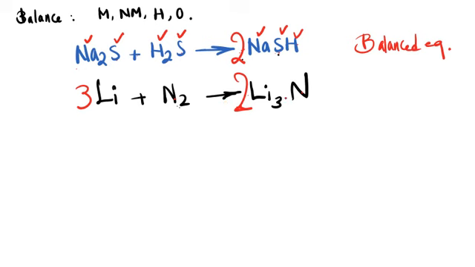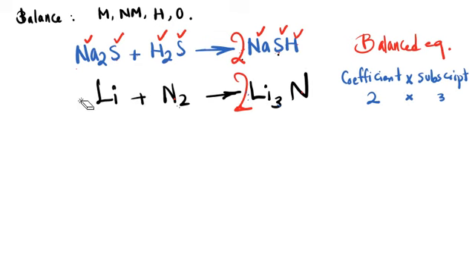I ask you before leaving the problem, just double check to make sure everything is balanced. 3 lithium, but we have 2 times 3, 6 lithium atoms. Please understand, whenever you are going to count number of atoms, coefficient multiplied by subscript. So in this example, coefficient multiplied by 3. So we do have 6 lithium atoms.